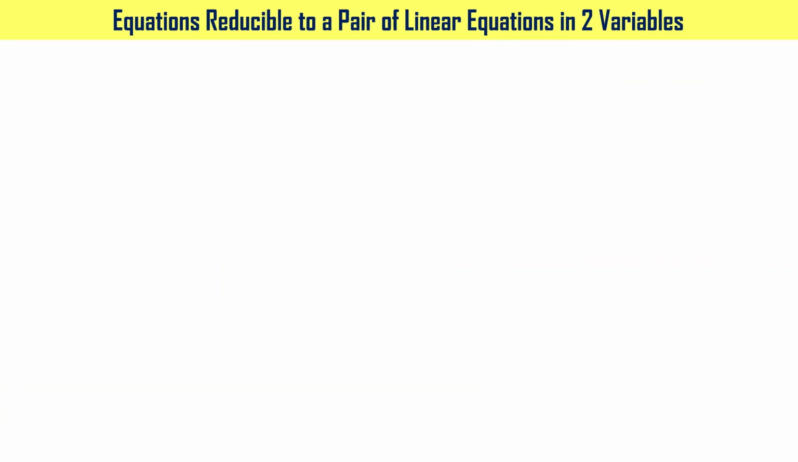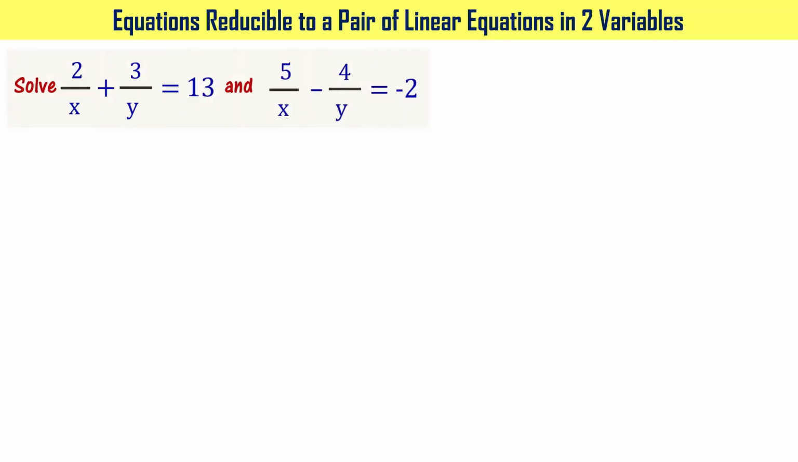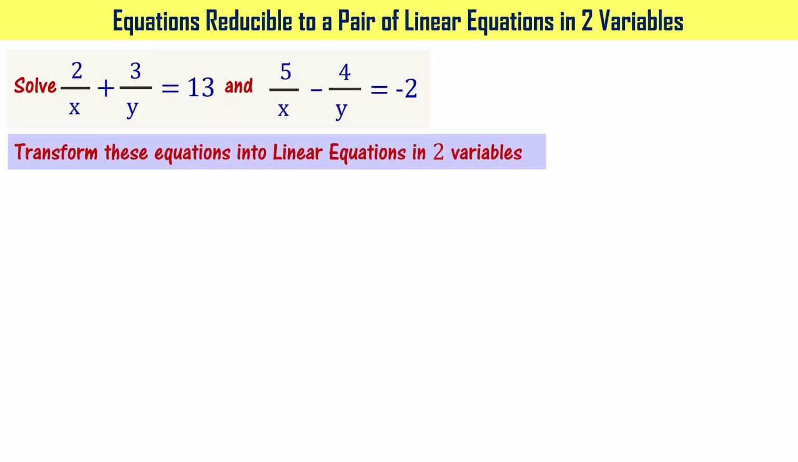Now let's take a look at equations reducible to a pair of linear equations in two variables. And let's solve 2 by x plus 3 by y equal to 13 and 5 by x minus 4 by y equal to minus 2. For that, let's first transform these equations into linear equations in two variables, because we know how to solve linear equations, right? We learned about substitution method, elimination method, even graphical way of solving the equations, right? So first let's transform these two equations into linear equations in two variables. Let's assume that 1 by x equal to p and 1 by y equal to q.